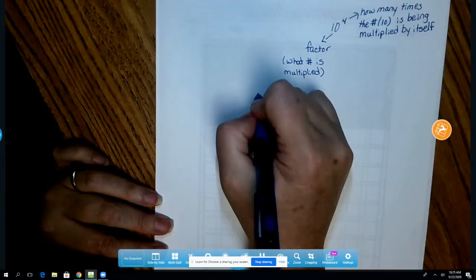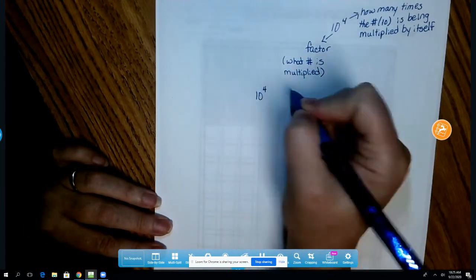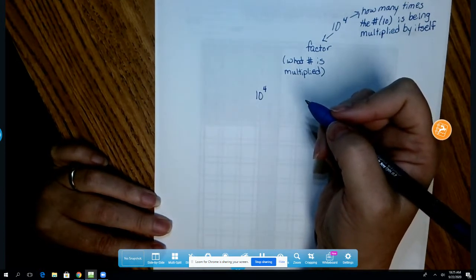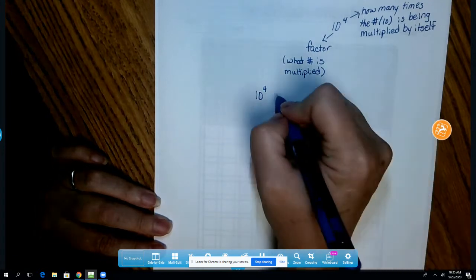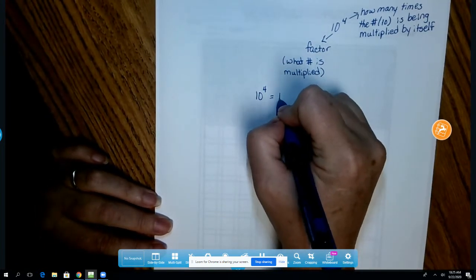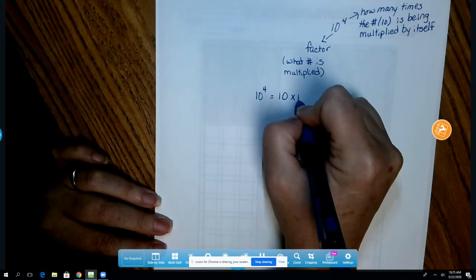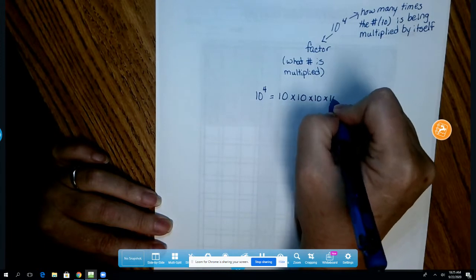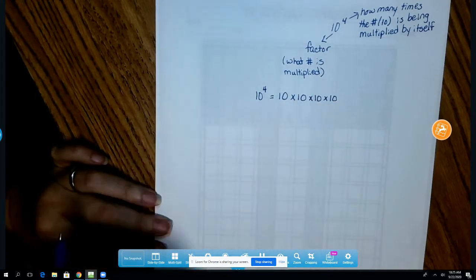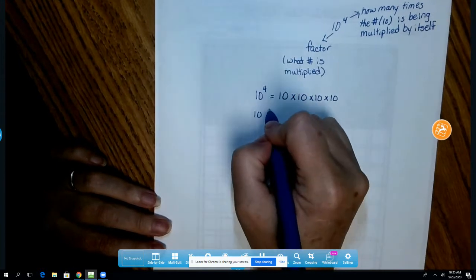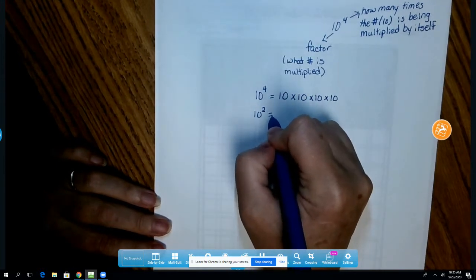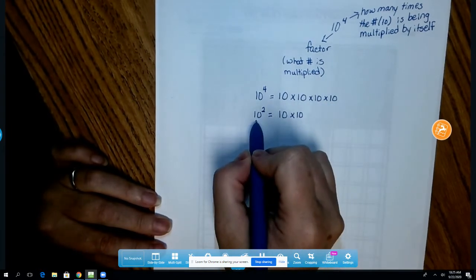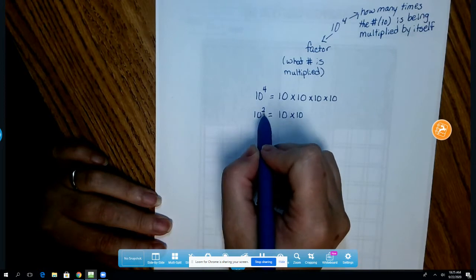So for our example, 10 with an exponent of 4, and sometimes the exponent is called a power. So you might hear 10 to the 4th power. What it's really saying is that 10 is going to be multiplied by 10 4 times, in this case, because we have a 4 here. If it said 10 to the 2nd power, then it would be 10 times 10, because 10 would be multiplied by itself 2 times.